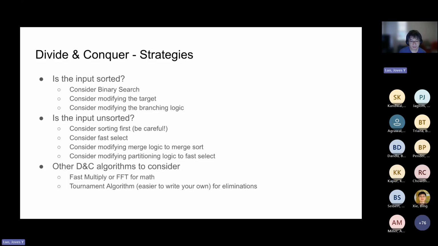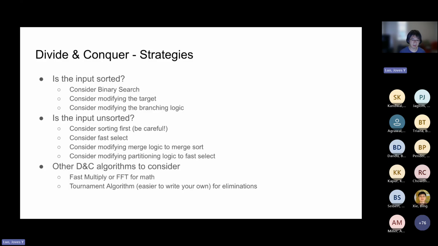Sorry, no problem. The partitioning logic of fast select is that you create 3 buckets to put your answers into. You first find a pivot, and then you put everything less than P, everything equal to P, and everything greater than P into separate buckets. Those are your 3 buckets. One possible modification might be, I don't care if something's equal to P or less than P, so I could put everything into less than or equal to P and everything greater than P.